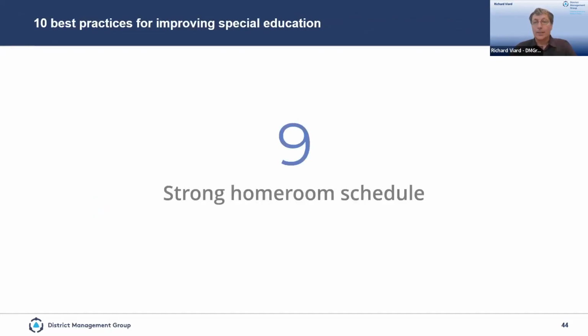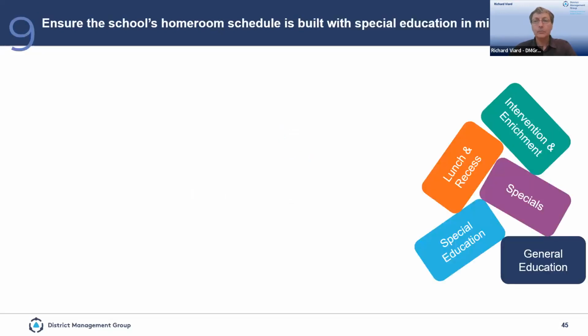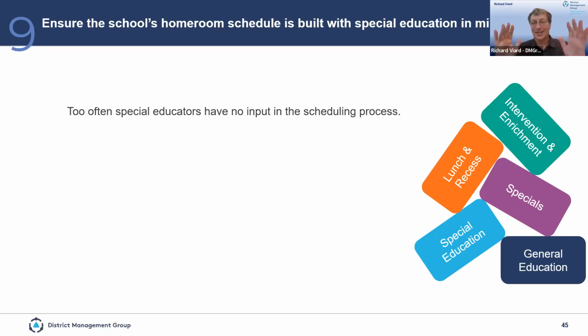So for our best practice 9, let's talk about a strong homeroom schedule. So what do we mean by that? Too often special educators have no input in the scheduling process. We've seen that time and time again. There's a lot of focus on the classroom schedule. Every teacher is putting their priorities into the schedule.